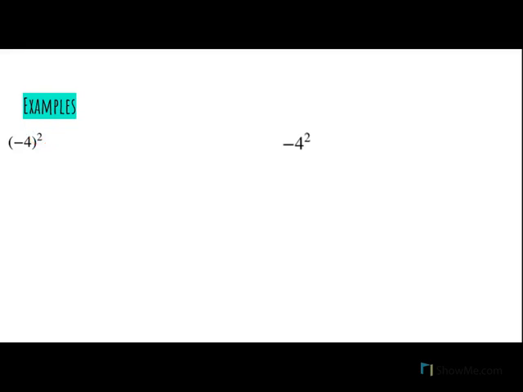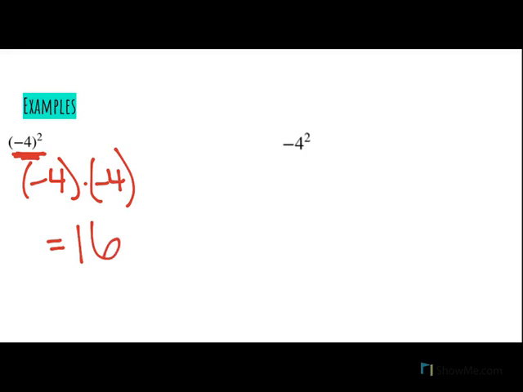So here, what am I taking square? What am I squaring? What am I taking to the second power? In this case, since the negative 4 is in parentheses, it's the whole thing. So I'm taking negative 4 times negative 4. So if I have a negative times a negative, that would be a positive. 4 times 4 is 16. So my answer is here.